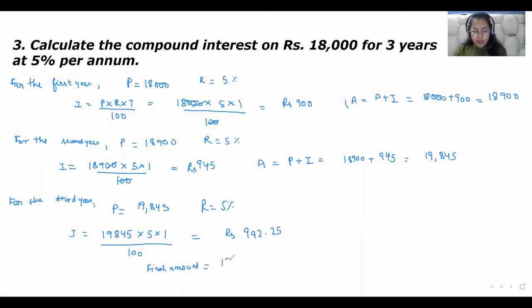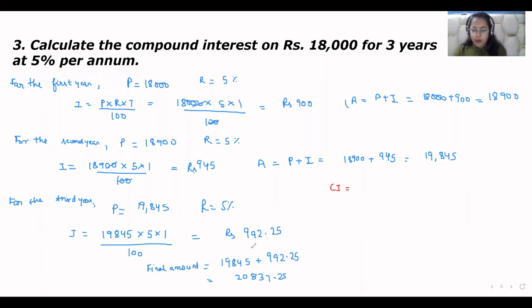Principal plus interest. Principal is 19,845 plus 992.25. We get 20,837.25. So what is our compound interest?